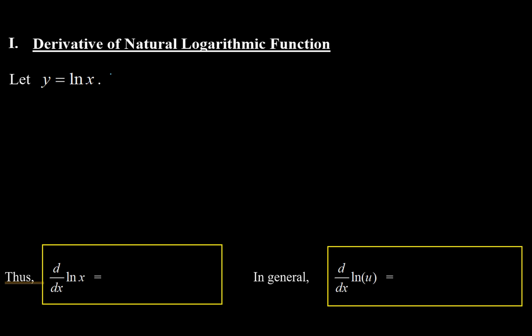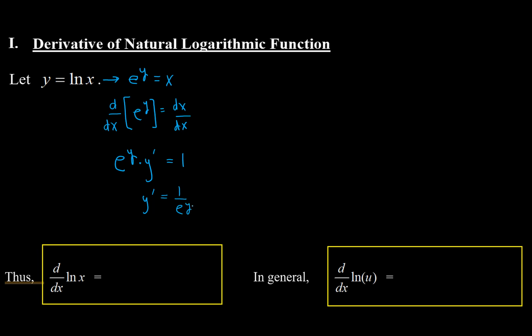Let's let y equal the natural log of x. This means, if we write it in exponential form, that e to the y equals x. Now let's take the derivative of both sides with respect to x. On this left side, I've got e to the y times y prime. On my right side, I've got 1. If I solve this for y prime, I end up with y prime equals 1 divided by e to the y.